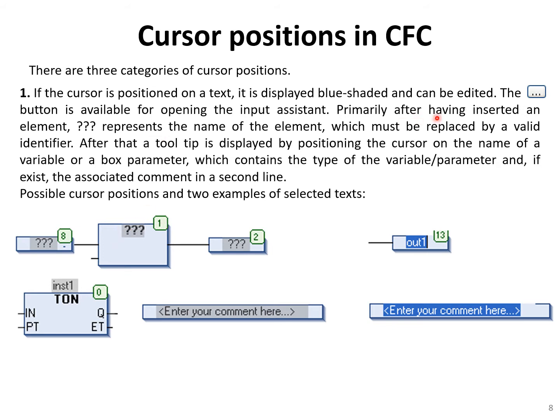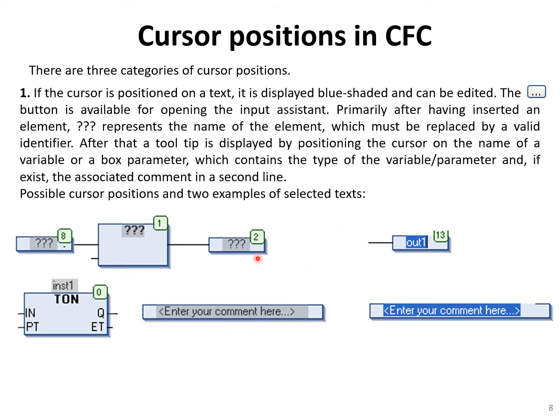So if you click on this, you will see these three dots, it will turn blue, and you will choose a name, a proper variable. After that, the tooltip is displayed by positioning the cursor on the name of a variable or a box parameter, which contains the type of the variable parameter and, if it exists, the associated command in the second line. Possible cursor position and two examples of selected texts are displayed here.